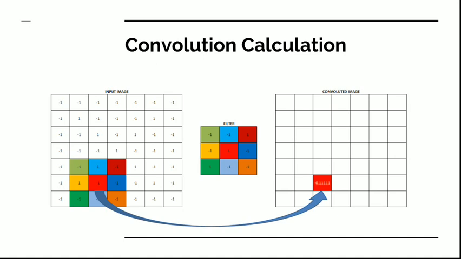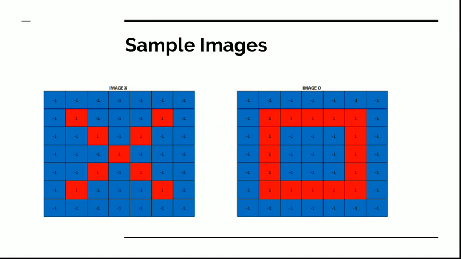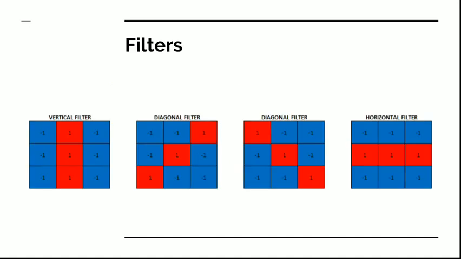Now I'm going to show you some examples of these convoluted images. Suppose we have two images as shown here. On the left I have image X, and on the right we have image O. I have 4 filters here. One is a vertical filter, the second and third are diagonal filters, and the fourth is a horizontal filter. As we can see from the color, each represents a vertical line, horizontal line, or diagonal lines.